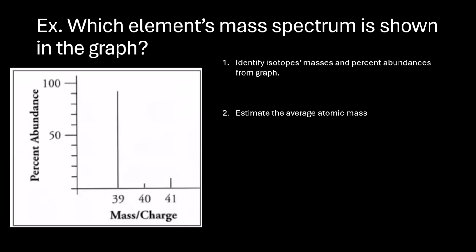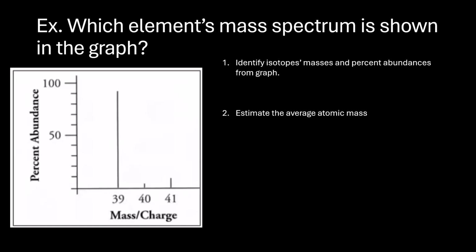So now this one, you could do a little bit faster. You don't necessarily have to calculate the exact average atomic mass because it's not asking you to. And so this would be a way to save time on the AP test. The first step you're going to do exactly the same way. You're going to identify the isotopes' masses and percent abundances, and then we're going to use an estimate because we don't really have to calculate everything.